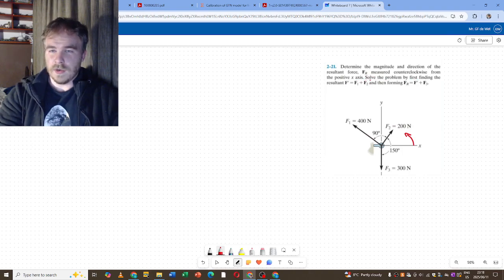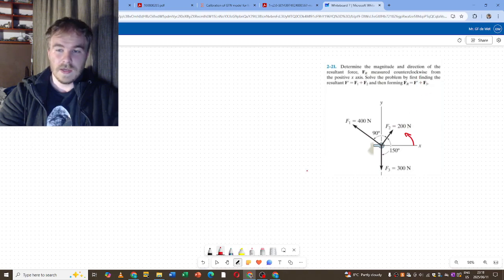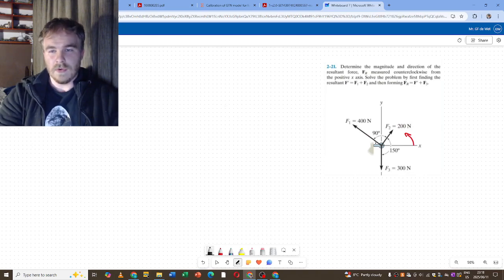And how do we solve this? Oh, they specify specific steps as well. Solve the problem by first finding the resultant F prime, that's by adding F1 and F2, and then Fr by adding F prime and F3. Alright, let's get cracking then. So let's first write out the vector formats for all of these forces. I think that will be a good place to get started with.